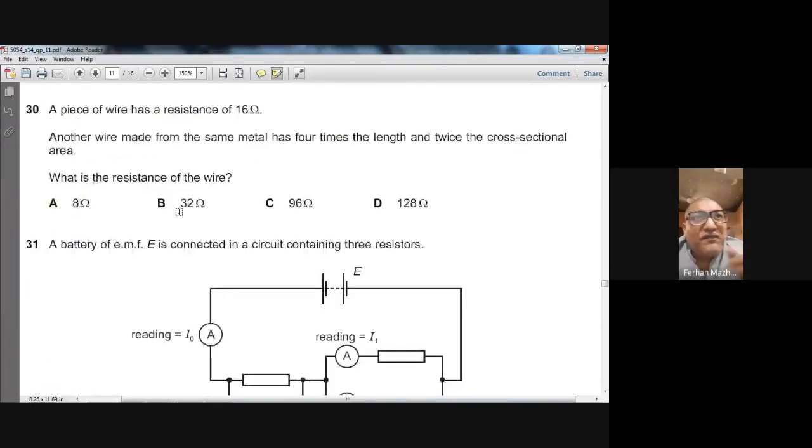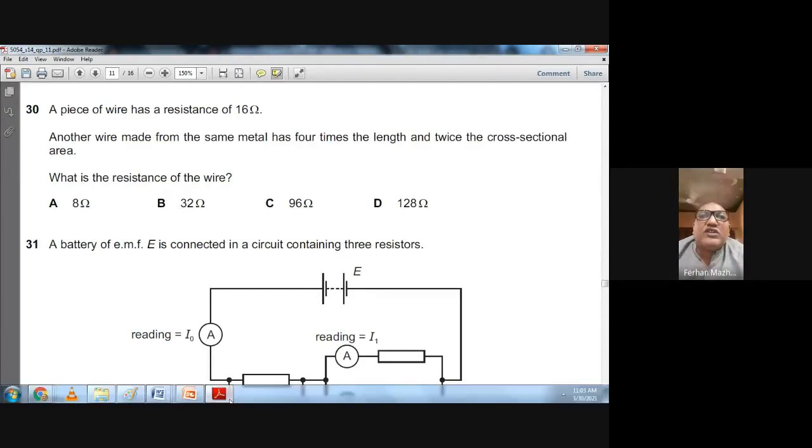A piece of wire has a resistance of 16 ohm. Another wire made from the same metal has 4 times the length and twice the cross-sectional area. What is the resistance of the wire? I've done this on a paper. Let me show you my work.